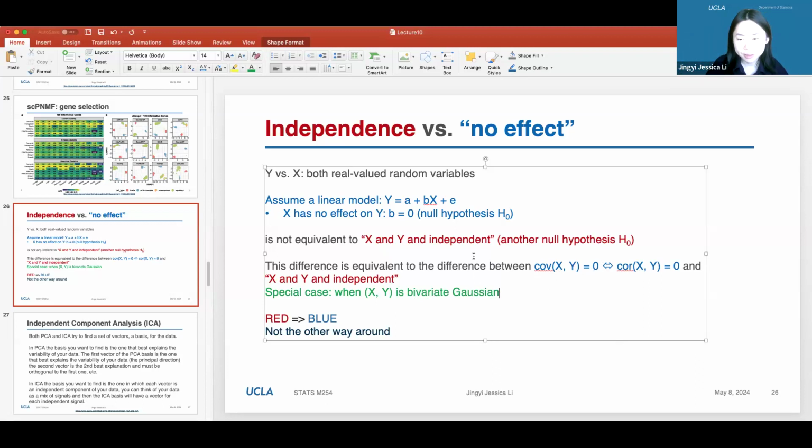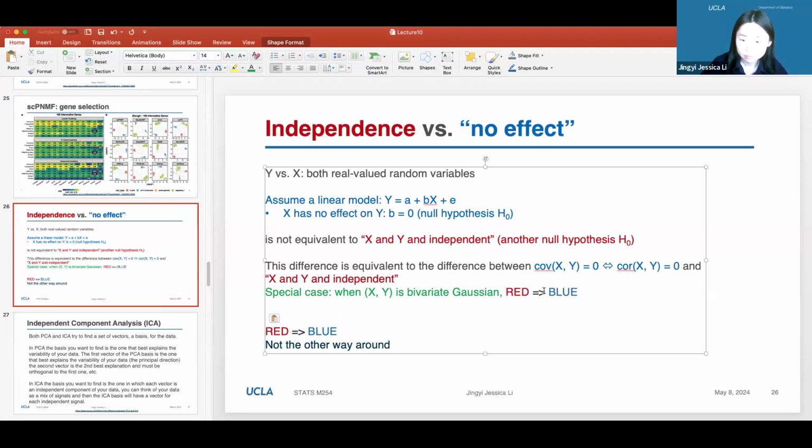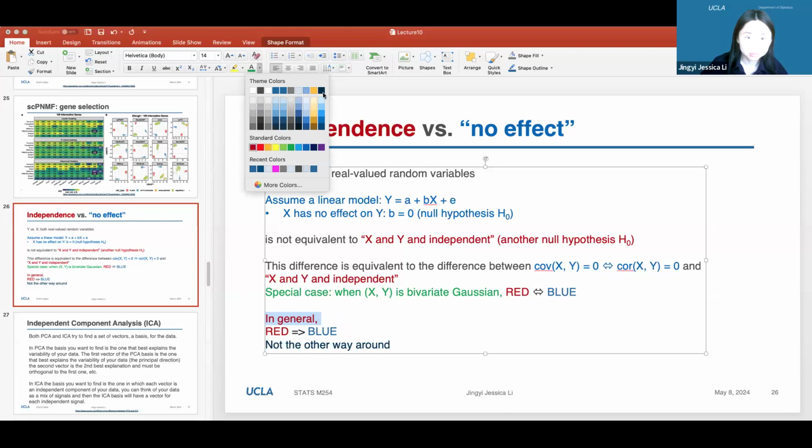So when X and Y are bivariate Gaussian, then we do have red and blue equivalent. That is a special thing. That's the special case. They are equivalent, but otherwise in general, we have red implies blue, but the other way around doesn't hold.